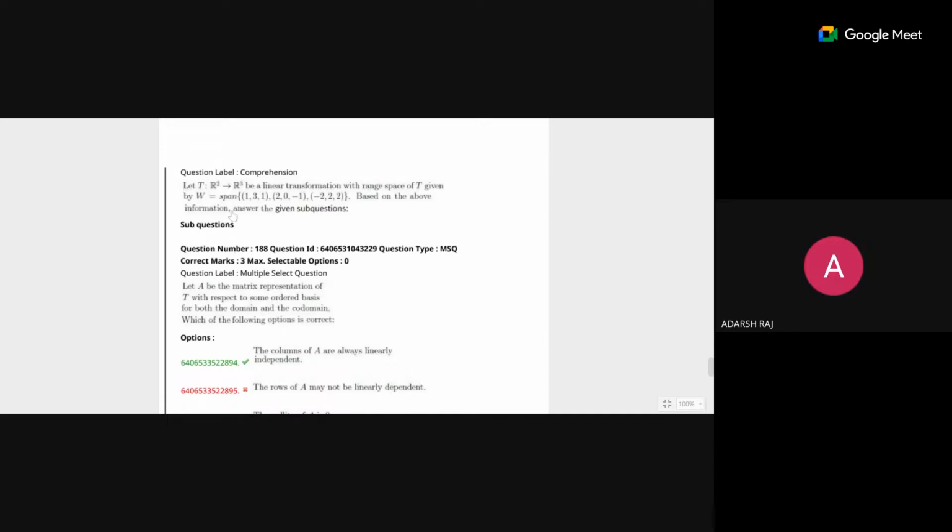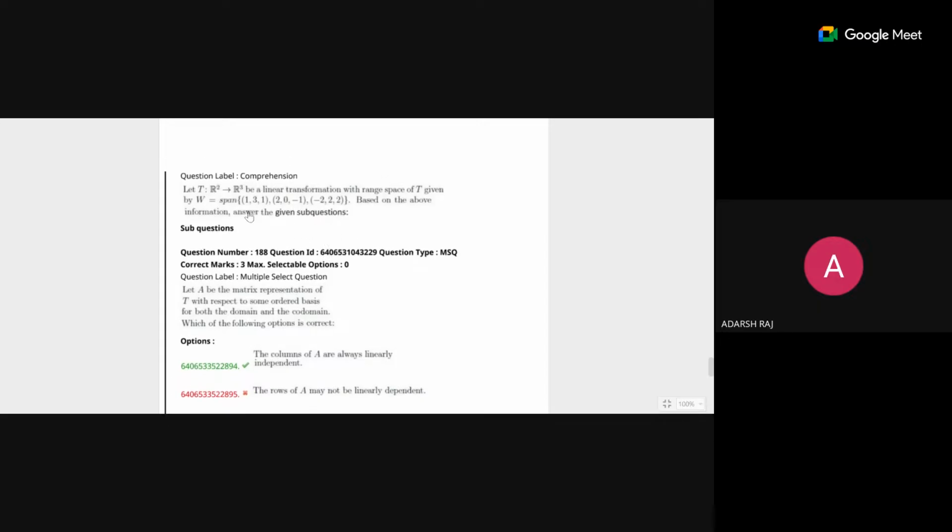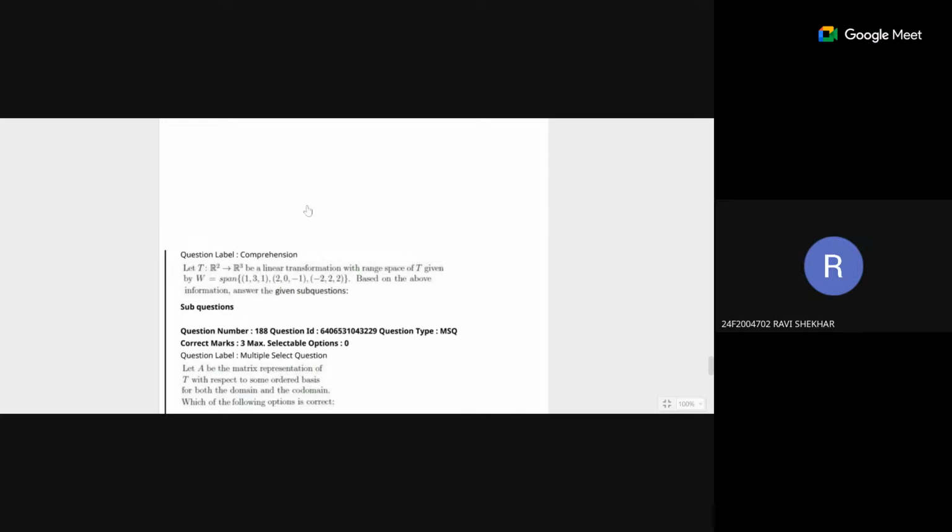Here the question is saying let T be a linear transformation from R2 to R3, with the range space of T given by W equal to the span of these 3 vectors. So the range of this linear transformation is the span of these 3 vectors. What do you mean by the span of these 3 vectors? It will cover entire R3.